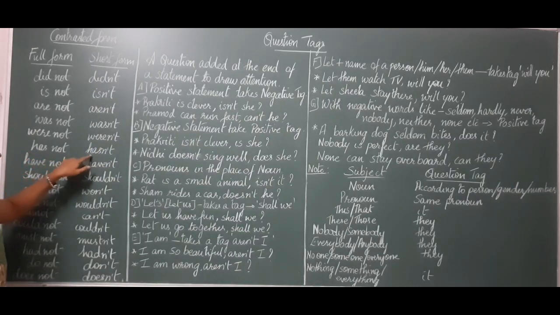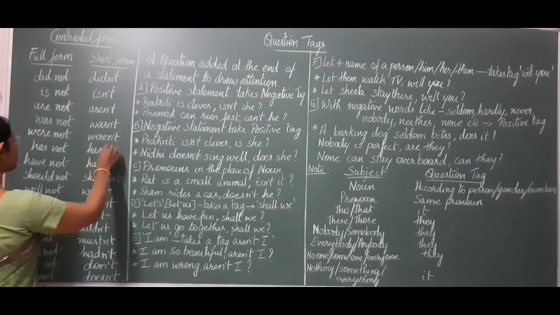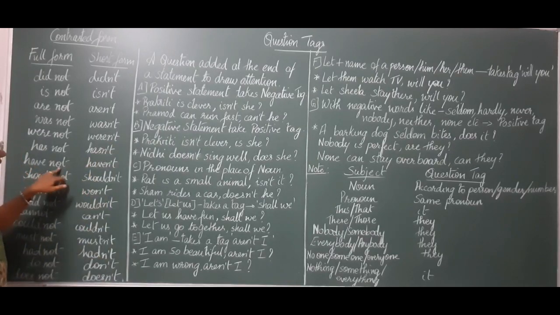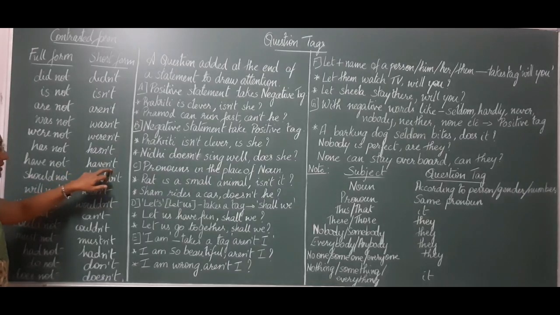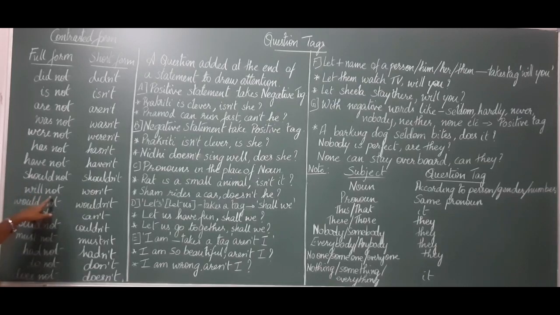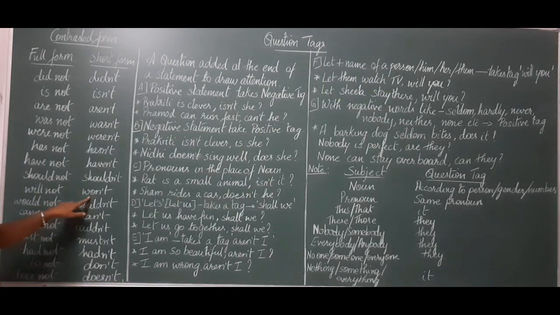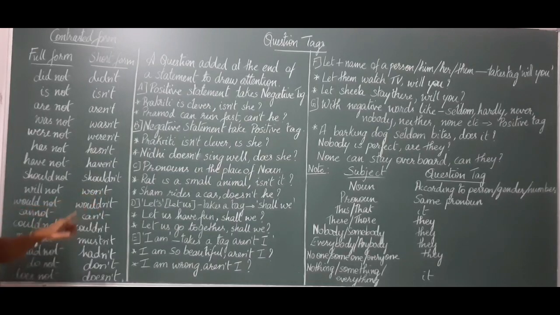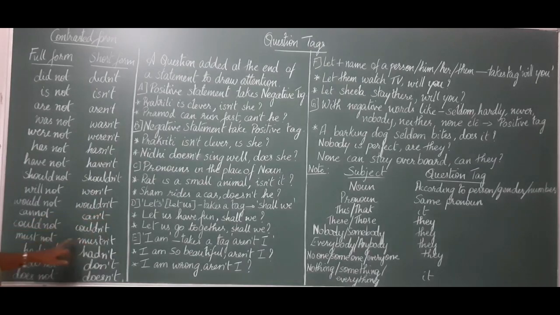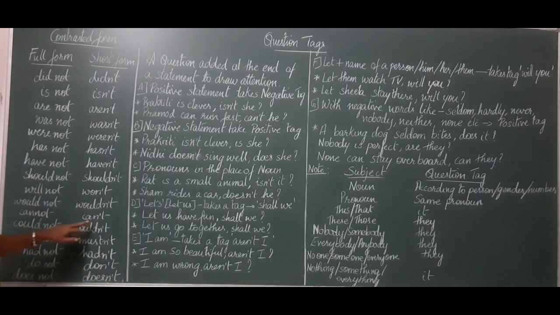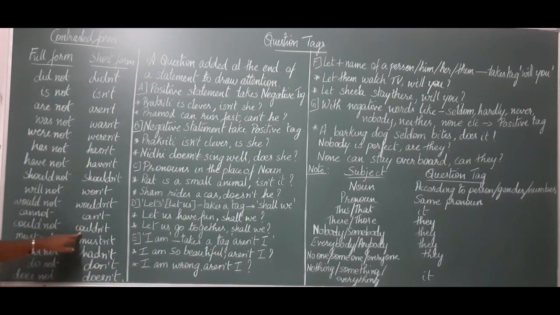Has not, hasn't. Have not, made short as haven't. Should not, shouldn't. Will not, takes as won't, W-O-N apostrophe T. Would not is shortened as wouldn't. Cannot is shortened as can't. Could not as couldn't. Must not as mustn't.